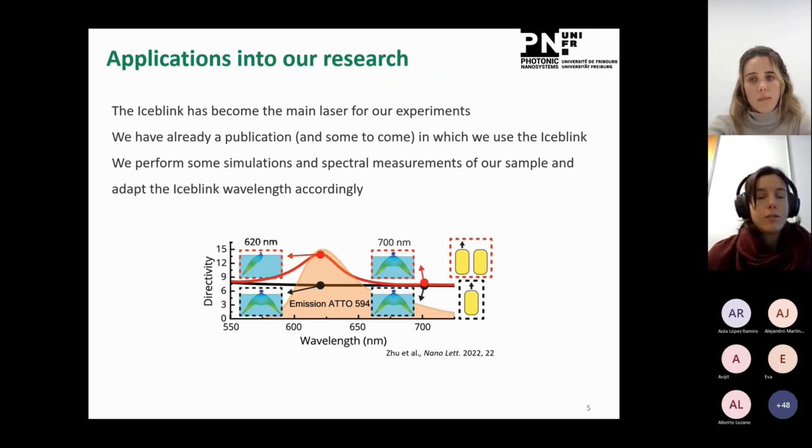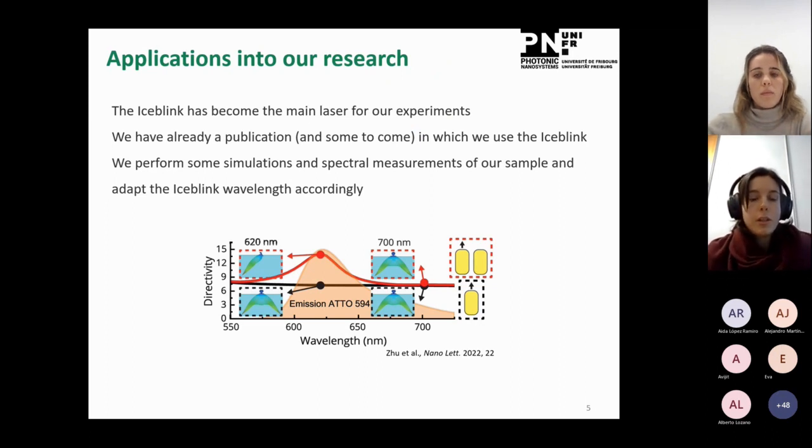But we have shifted. Now, instead of using individual laser lines, we just use the supercontinuum laser and, playing with the acousto-optic tunable filter or with the cleanup filters, we select individual wavelengths depending on the application. We have already some publications using this laser.